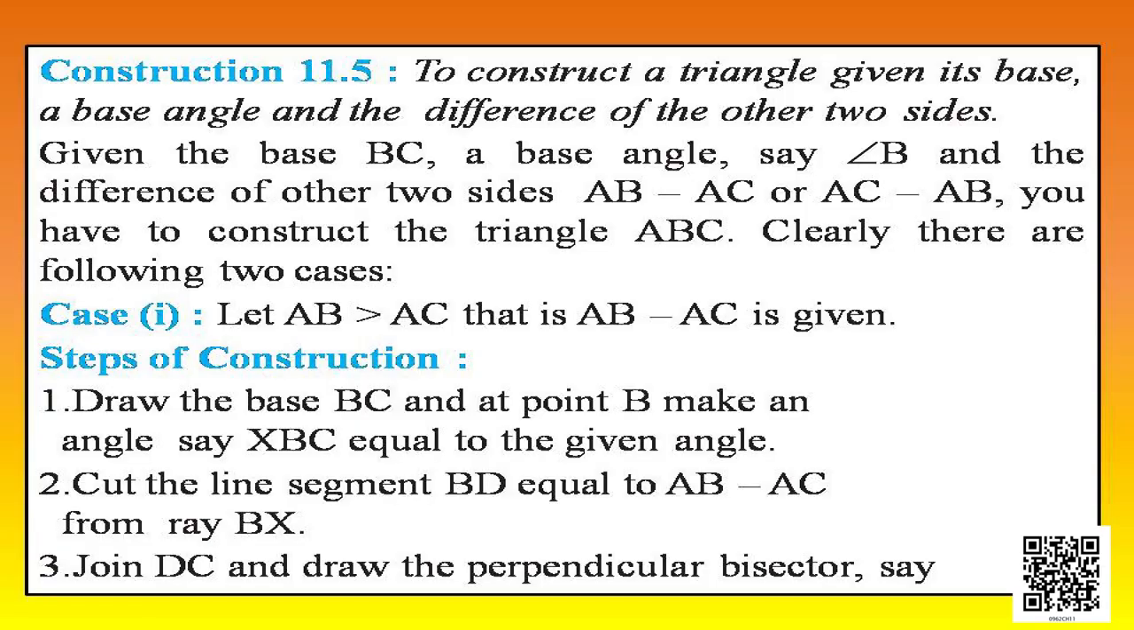Okay, so let us begin with construction 11.5. In construction 11.5, we need to construct a triangle given its base or base angle and the difference of the other two sides. You might be remembering that in construction 11.4, the sum of two sides was given. In this case, the difference of two sides is given. So, the procedure of construction is a bit similar.